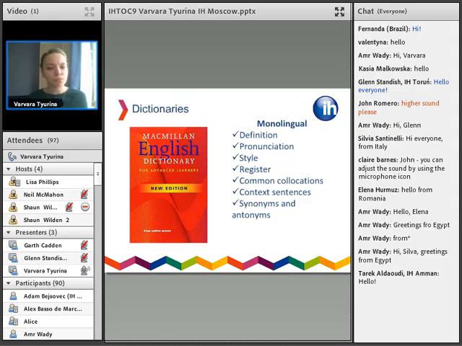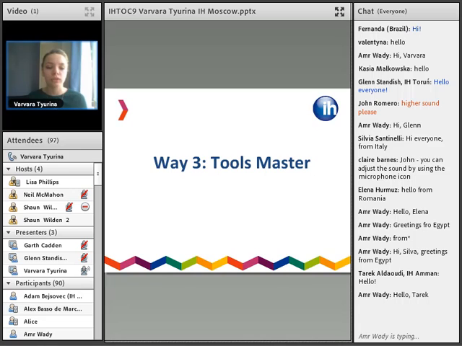So we also have monolingual dictionaries, which I personally think are the best source of information. You take the English word, and what you get is a definition, pronunciation information, information about style, register, common collocations, context sentences, synonyms, and antonyms. These are all very, very important aspects to know what the word is and whether it suits your context or not. But here comes one big problem. If the student does not have the translation, if he doesn't know the translation, which word should he look up in the dictionary? And that is another challenge with monolingual dictionaries.